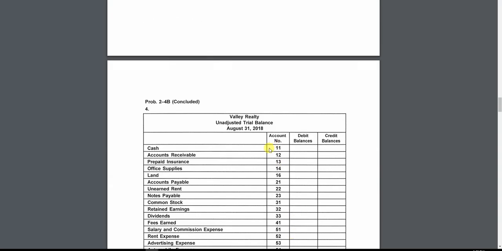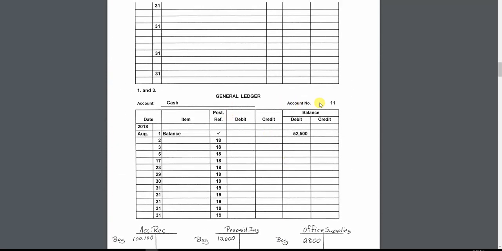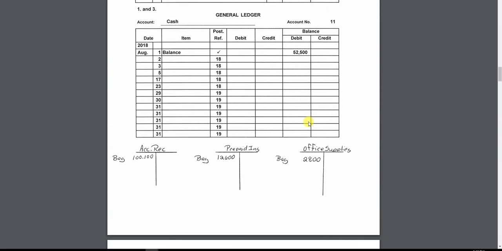Accounts payable is a liability, so I'm going to credit accounts payable, since it's a liability, for $3,150. This posting reference is just the account number for office supplies and accounts payable. I will never ask for those, but you can see that office supplies is account number 14. If I go up to the ledger, cash is account number 11. Office supplies would have a 14 by it in your homework.